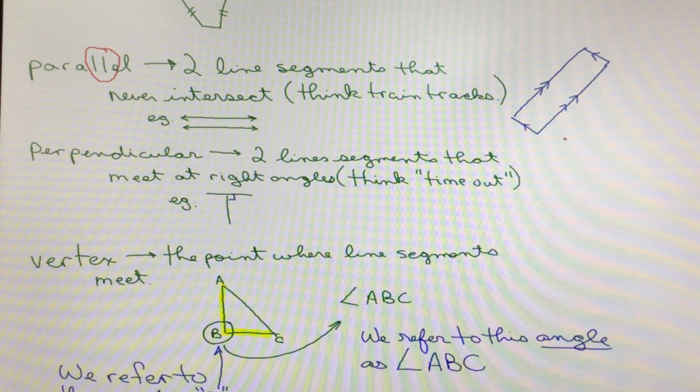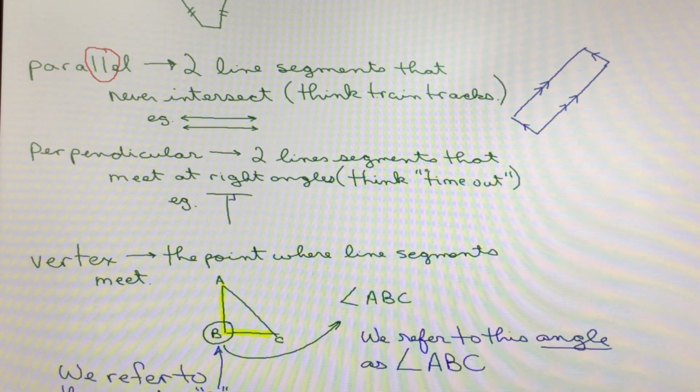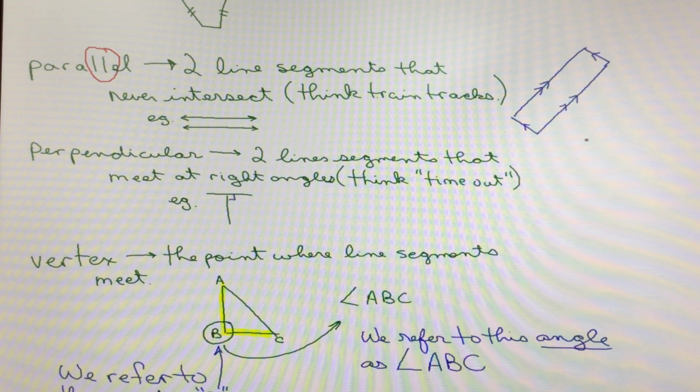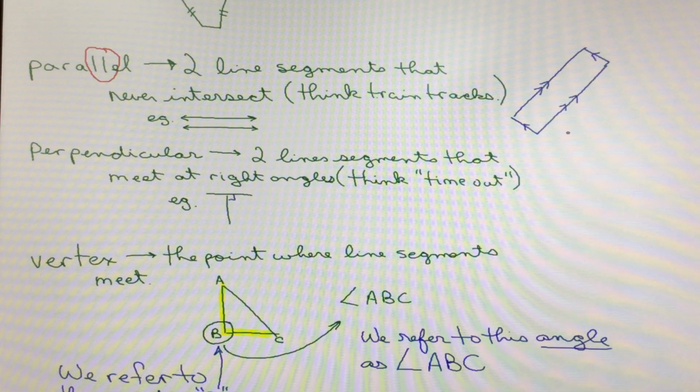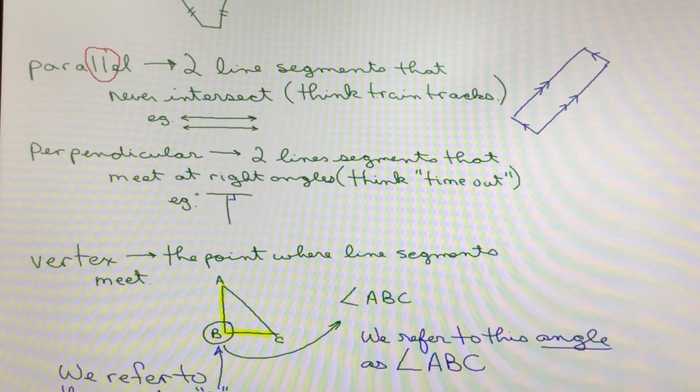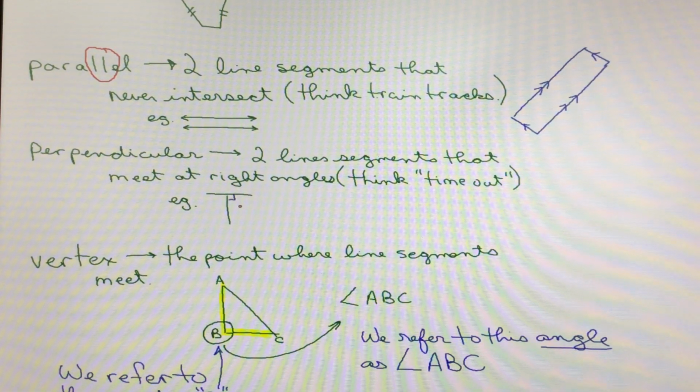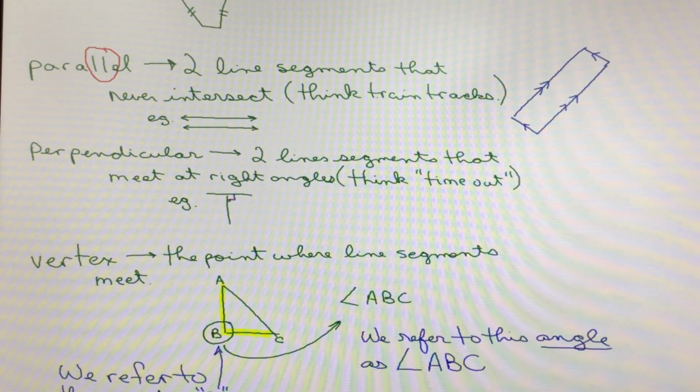Perpendicular: two line segments that meet at right angles. I said to the kids, think about timeout, and they all know what it looks like to have a timeout in basketball, where the referee holds up two hands and makes the sign of a T like this to signal a timeout. And we draw that little box in there. That means it's a right angle.